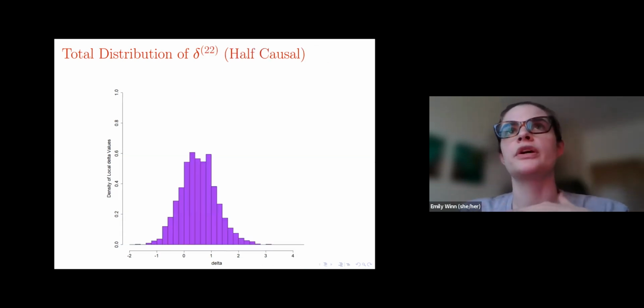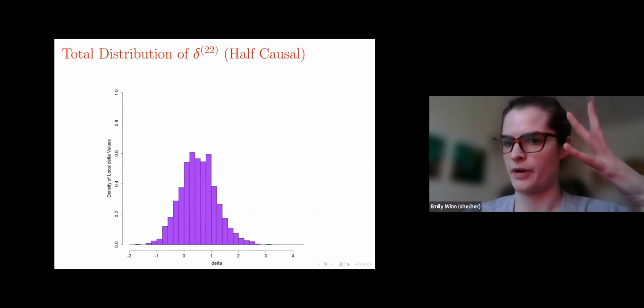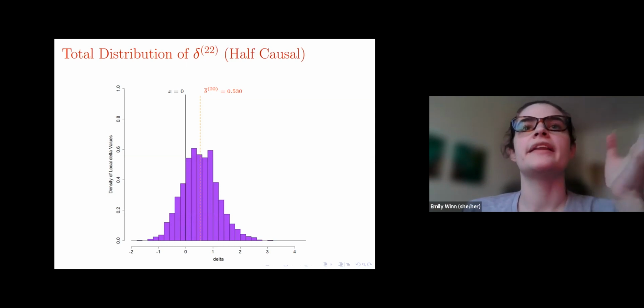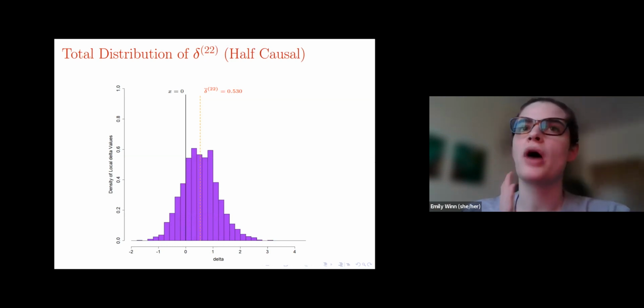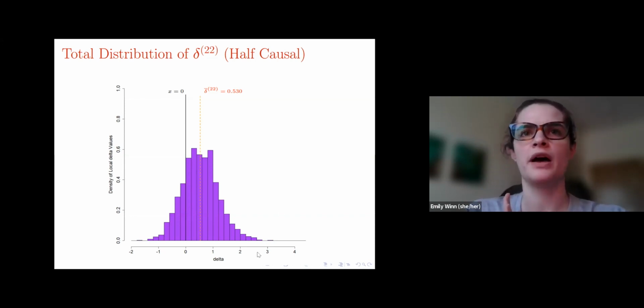What's interesting is that when we look at the 22nd SNP, which I call half causal here because it is causal for half the population, we find that it is shifted a little bit from 0, probably not significantly enough, but enough to cause curiosity, perhaps. The delta mean is positive. The majority of the distribution is clearly not centered at 0.